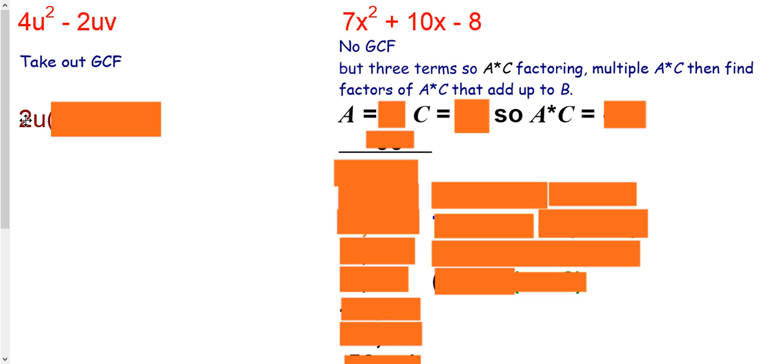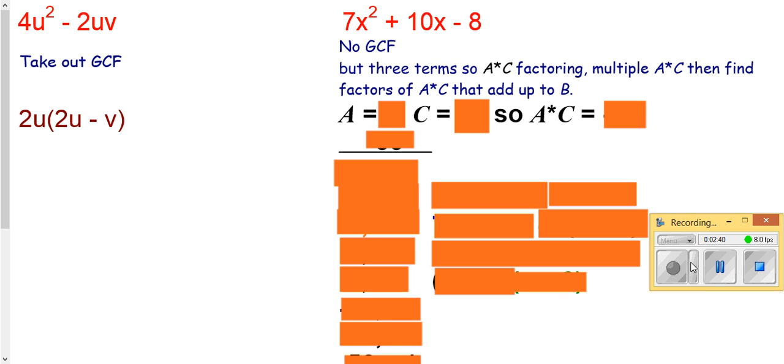Then you got to think, okay, 2u times what gives me 4u squared? That's another 2u. Still have that subtraction sign. Then you got to think, okay, 2u times what is a 2uv? That's just a v. Sometimes after you pull out your greatest common factor, you can factor farther yet. But in this case, that's it. That's all we can do. Then we'll go ahead and take a look at the next.